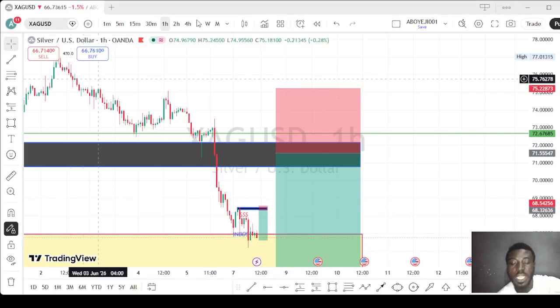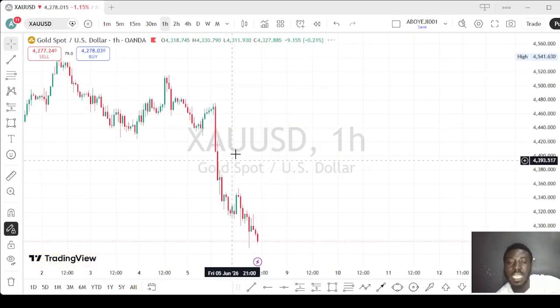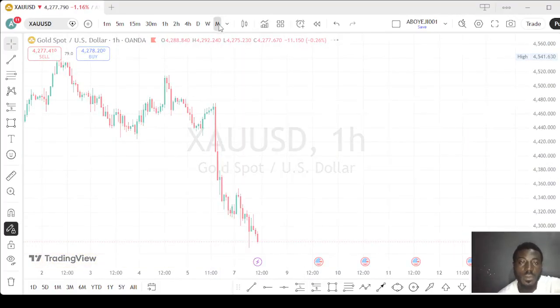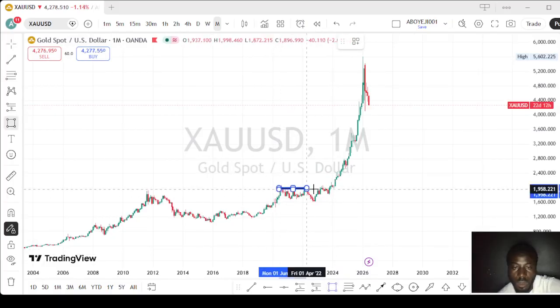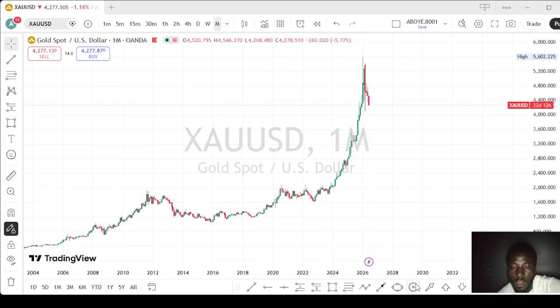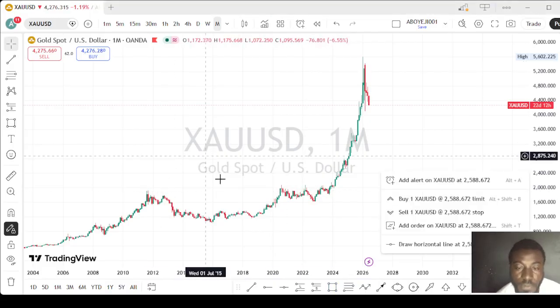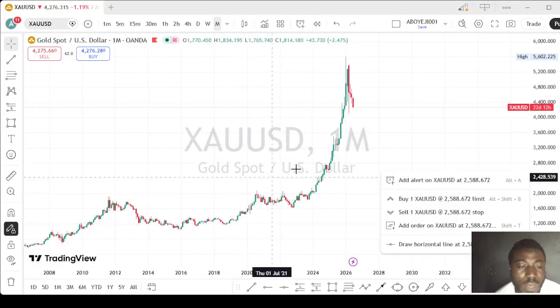So let's move to gold. Let's see what gold has for us. On the monthly time frame, this is the key level on gold. They have turned off the lights, so I'm coming, that's why I am dark. This is gold. This is what we are seeing on gold.